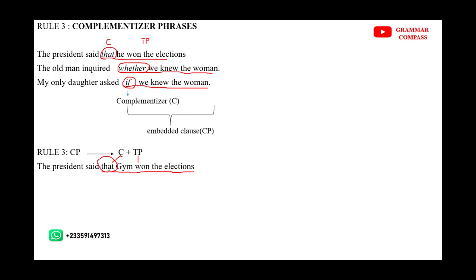If that is the case, we can revise rule number 3 and then give rule number 4: a complementizer phrase consists of a complementizer, which can be optional, plus a tense phrase. This is rule number 3 and rule number 4 of the sentence when a complementizer phrase is involved. So the complementizer, especially the "that" complementizer, can be removed, and then we will have a TP.